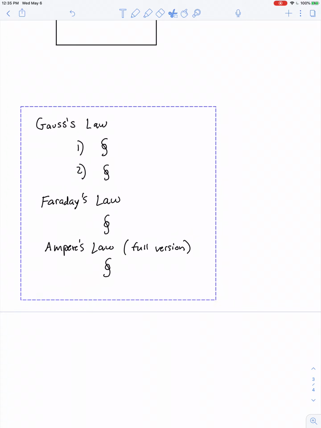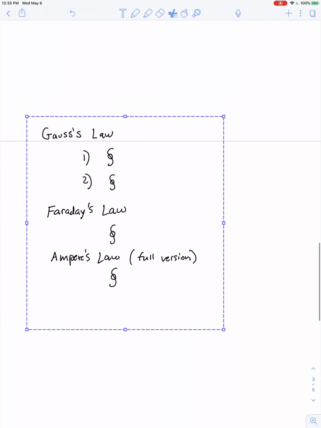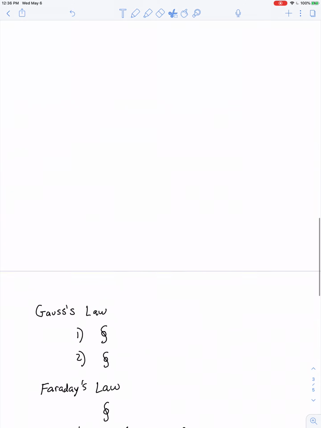Before we wrap up this lesson, I'll challenge you to see if you can recall all of these laws without looking. Gauss's law, Faraday's law, and Ampere's law.